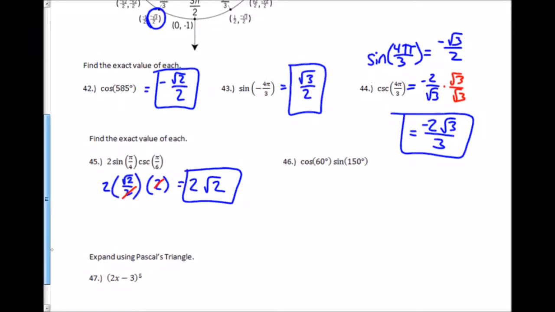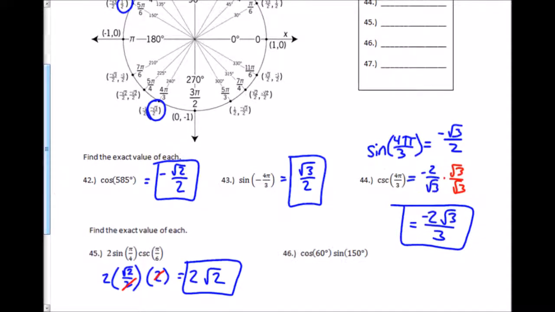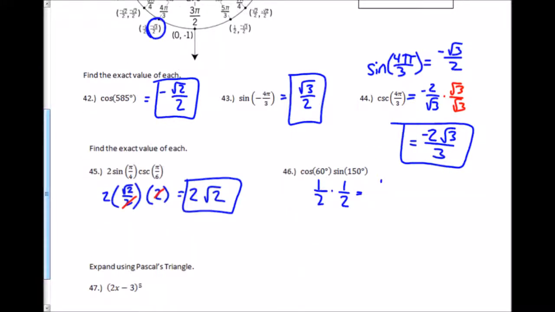If I look at the next one, I want the cosine of 60 degrees. So I find 60 degrees, and I find my cosine is 1/2. And then I also need sine of 150 degrees. If I go to 150 degrees, find the sine value. There it is. It's also 1/2. So what I have here is 1/2 times 1/2, which is going to give me a 1/4. And that's it. I'm just looking these values up on the unit circle and plugging them in.